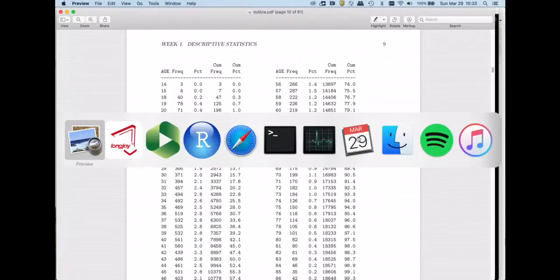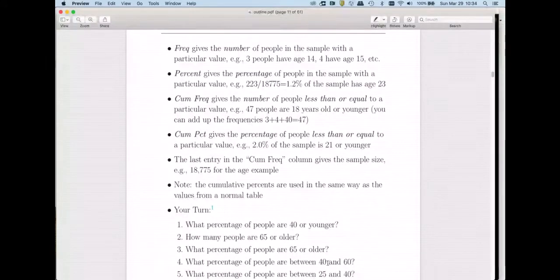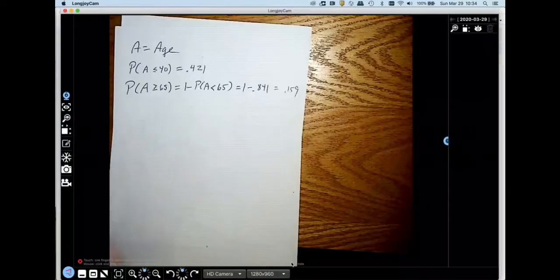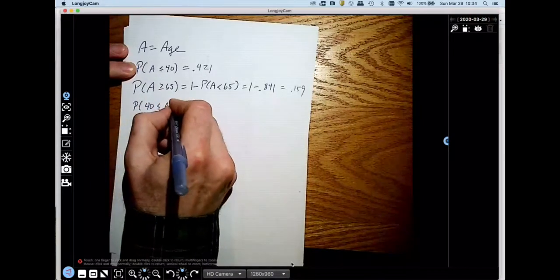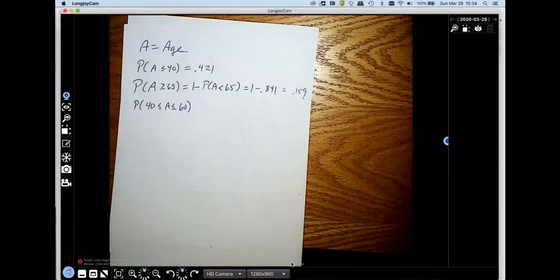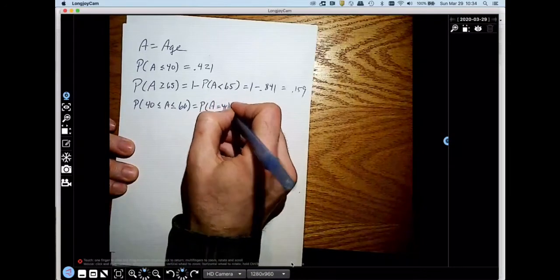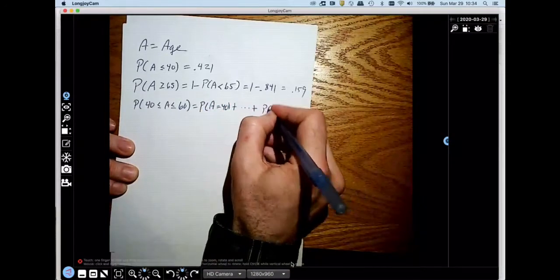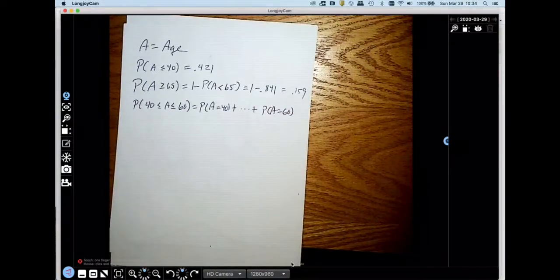All right. Well, let's go look at the next question. The next question is, what percentage of people are between the ages of 40 and 60? So let's go write this out. What is the probability that A is between 40 and 60? Again, we could just go write this out. This is just the probability that A is equal to 40 plus all the way through the probability that A is equal to 60, but we don't want to do that.